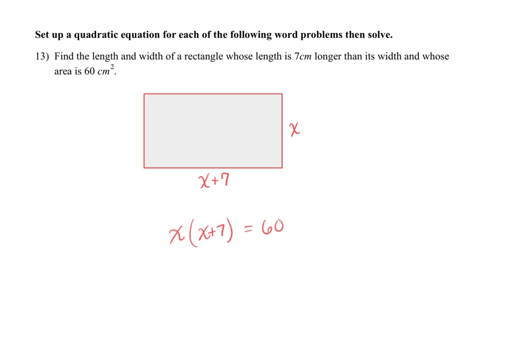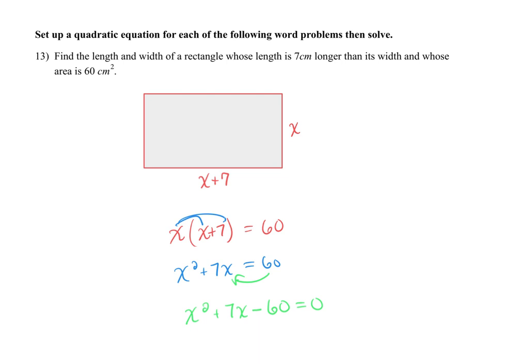And then I'm just going to solve this. Distribute. I have x squared plus 7x equals 60. For a quadratic, you want to set it equal to 0. So move this over. x squared plus 7x minus 60 equals 0. So now I'm looking for factors of 60 that subtract to give me 7. What are factors of 60 that subtract to give me 7?